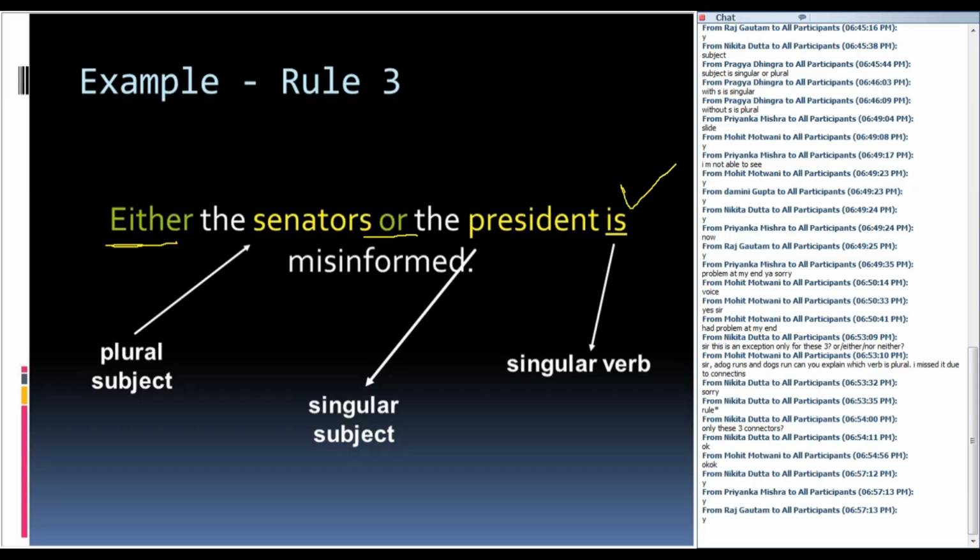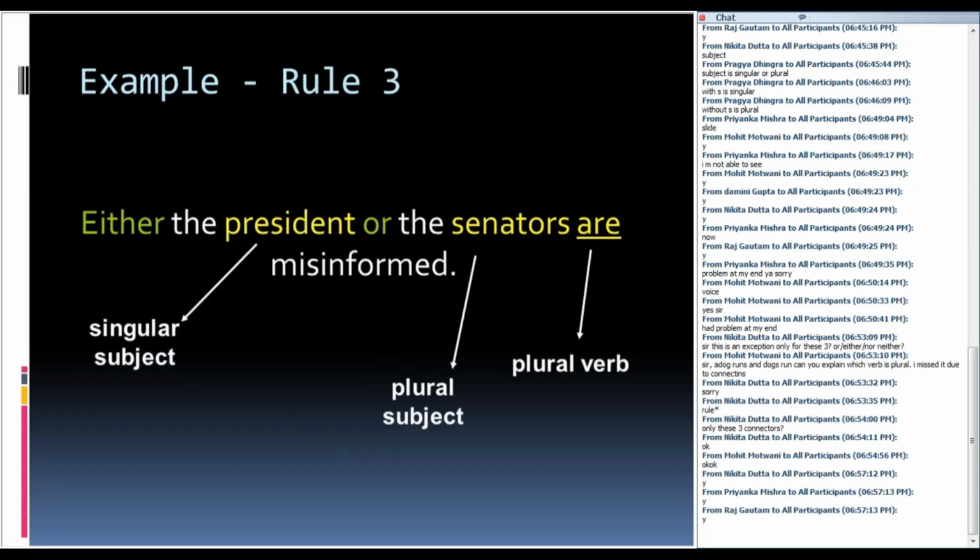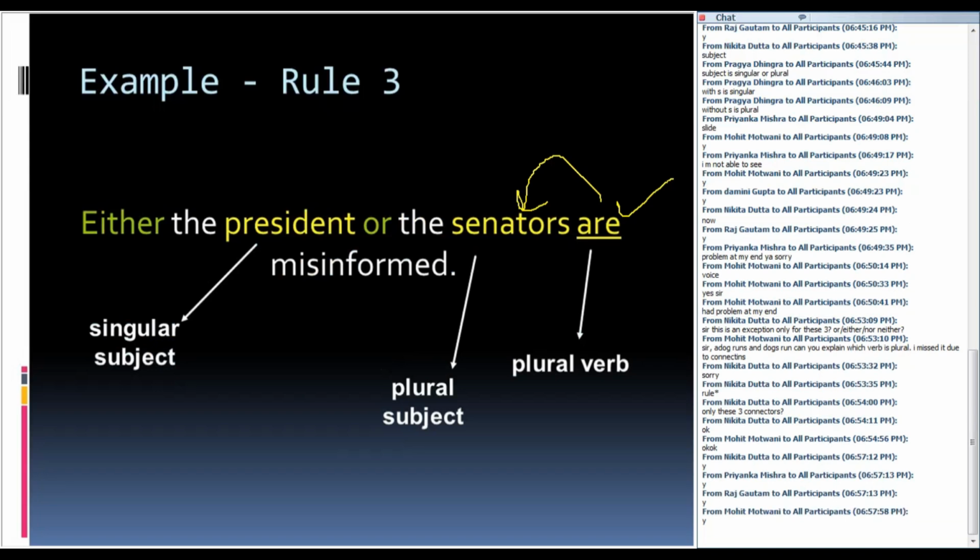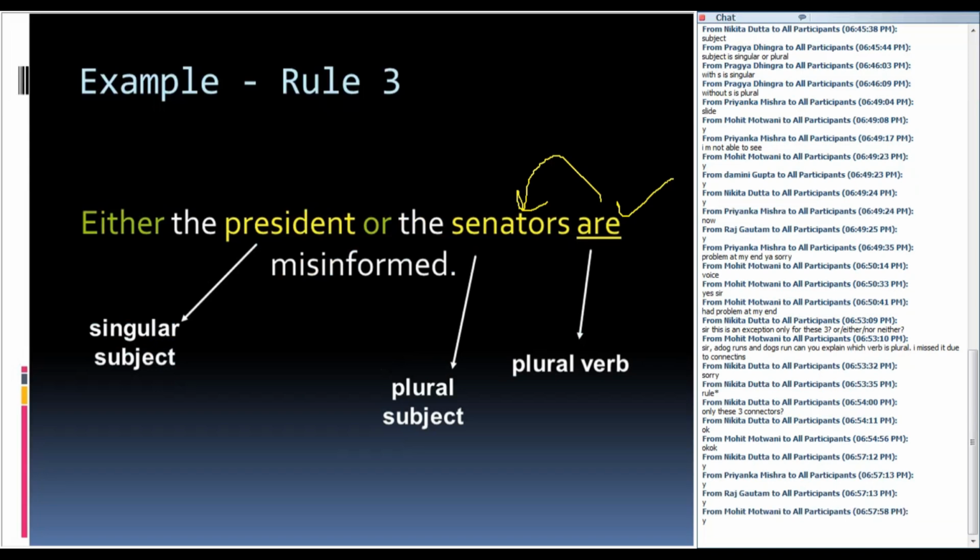Or I can change it. I can change it and I can write like this: either the president or the senators are misinformed. Why? Because the verb is now closer to senators, which is plural. Okay.